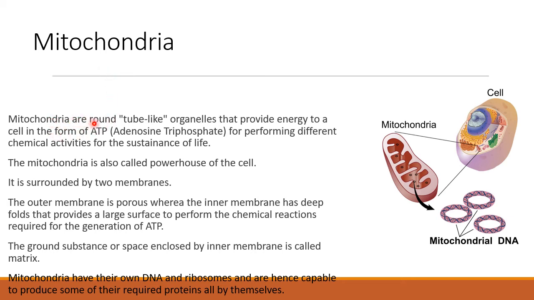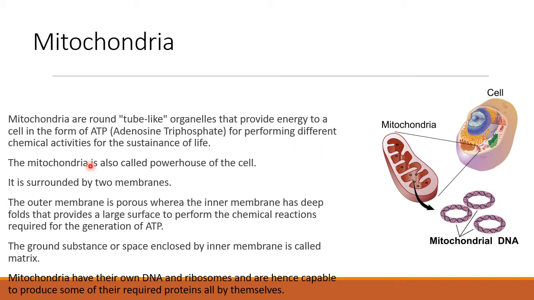Now, the shape of the mitochondria can vary. They can be round, or cylindrical, or rod-shaped, and they provide energy to the cell in the form of ATP. And what is the full form of ATP? It is adenosine triphosphate. And why is this ATP required? It is required for performing different chemical activities for the survival of life.